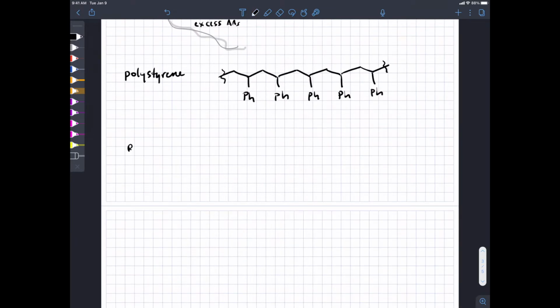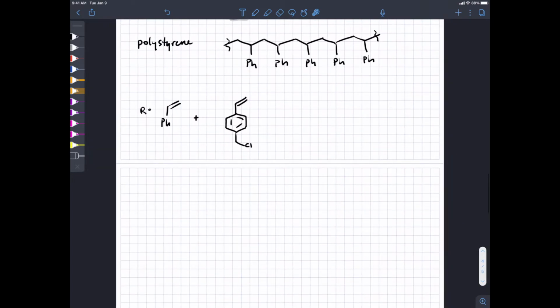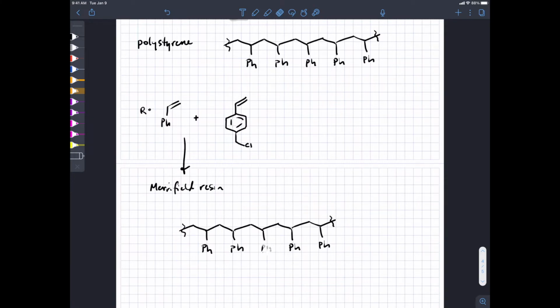Merrifield's innovation was, instead of just using the styrene precursor, which is the benzene ring attached to a double bond, what if I also included some styrene derivatives with a functional group on it that I could do chemistry with later on? So instead of polystyrene, the Merrifield resin basically had this same structure and same properties, but every once in a while, and billions and trillions of times per individual polymer bead, one of these phenyl groups would have this benzyl chloride on it.